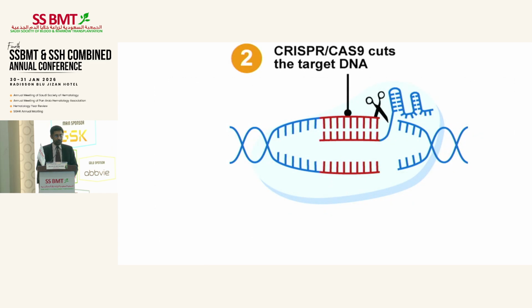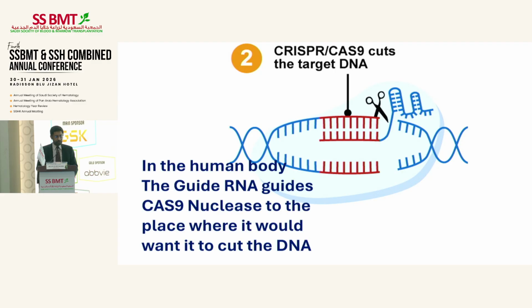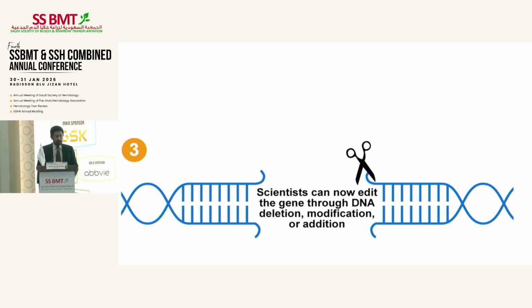As the CRISPR-Cas technology enters the cell, it identifies the area that it binds to, and then it targets the gene that we want to edit. We find the gene that needs to be edited, and it either deletes, modifies, or adds a gene.